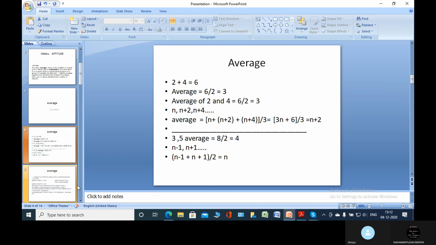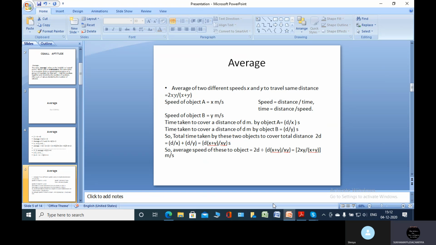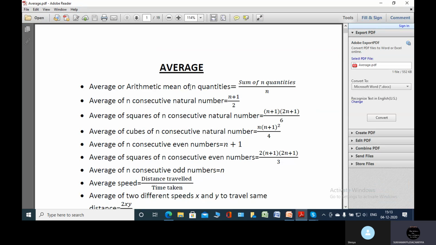There are some other areas where average is used, that is in time, speed, distance relationships, and in age problems. We use average generally there. Now here are some formulations of average. Take a look at them, and remember all these formulas, then you will easily solve all the problems.